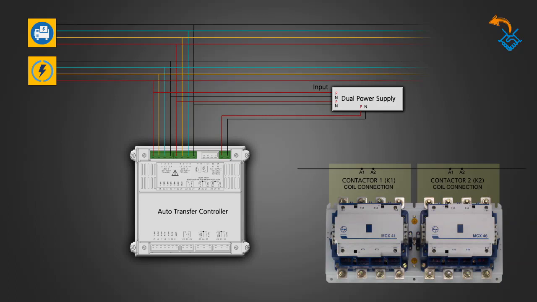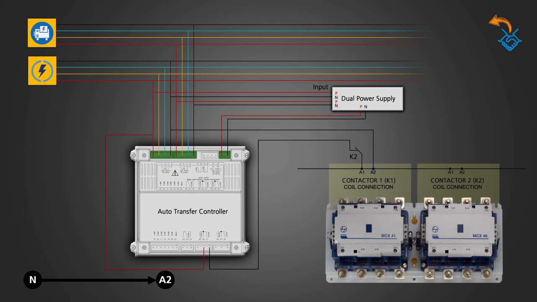Contactor 1. Phase of source 1 connected to terminal 26 of the controller. Terminal 27 of the controller connected to A1 coil terminal of contactor 1 through auxiliary NC contact K2 of contactor 2. Neutral of source 1 connected to terminal A2 of the coil of contactor 1.